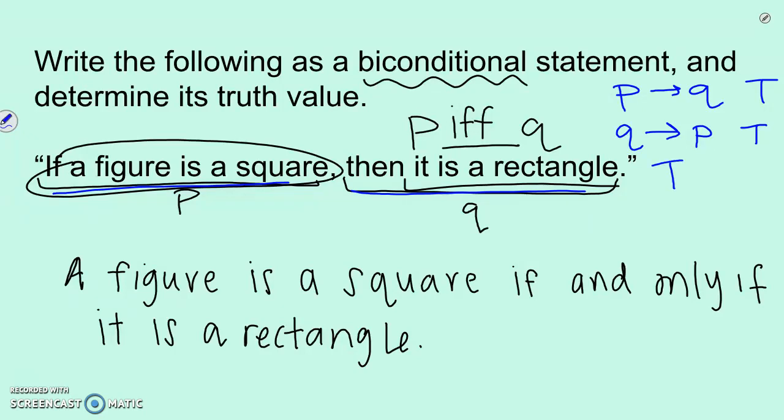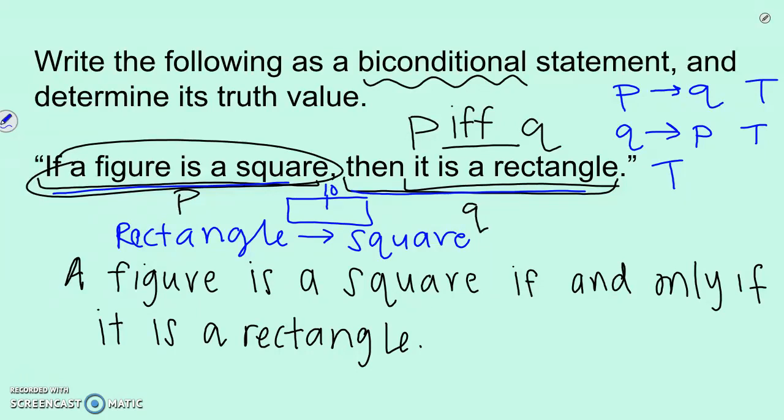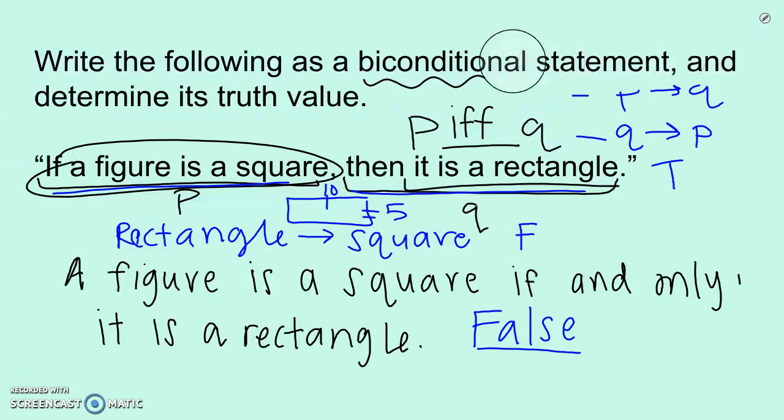Let's try the converse. If a figure is a rectangle, then it is a square. Well, is it true that every rectangle is a square? No, it's not true because I can think of a rectangle that has a side length of 10 and a width of 5. So it's a rectangle, but it's definitely not a square. So this is false. So since our conditional is true and our converse is false, we would say that this biconditional statement has a truth value of false. Because remember, both the conditional and the converse have to be true in order for it to be true. All right, moving on.